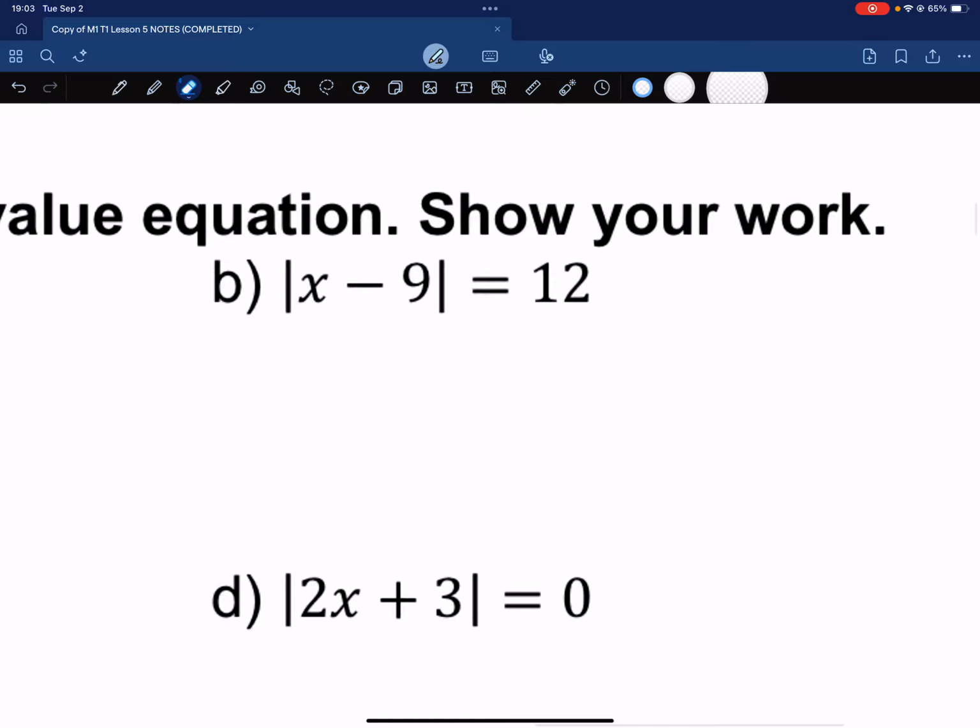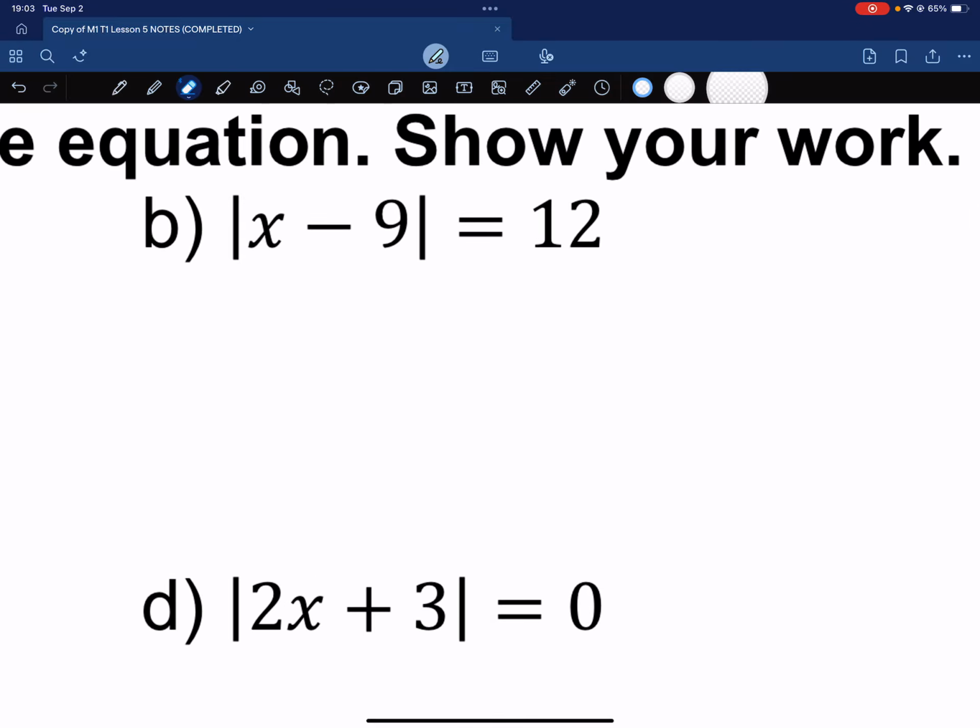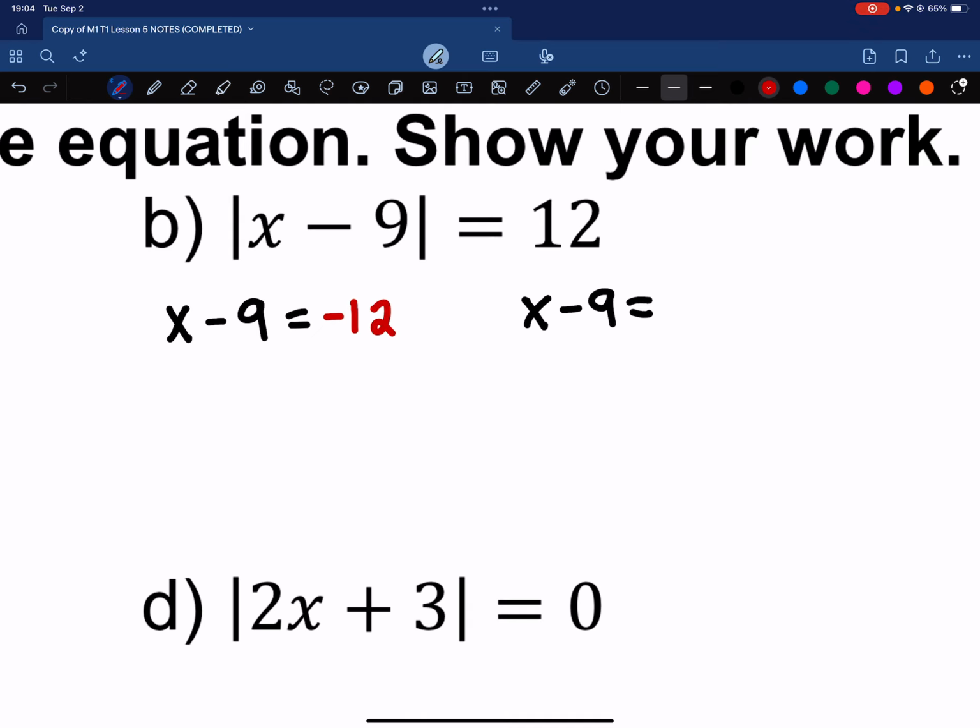Okay, going on to the second one, if you want to pause the video and try it yourself, you can. But again, the first thing you ask yourself is, is there anything that is being added, subtracted, multiplied, or divided to this absolute value? And the answer is no. If that's the case, you can take the inside piece as it is, and you can create two equations from it. First equation gets set equal to negative 12. The second equation gets set equal to positive 12. And then you just solve the equation.